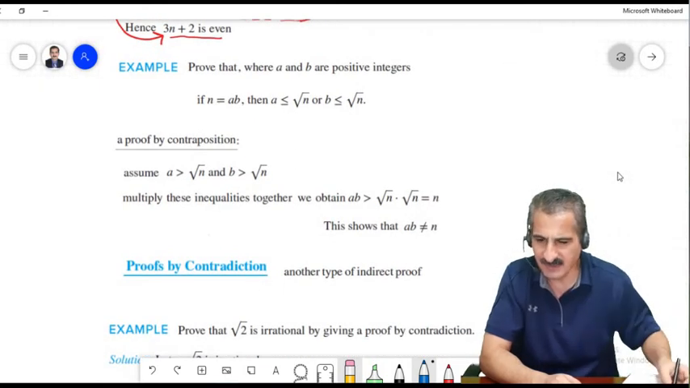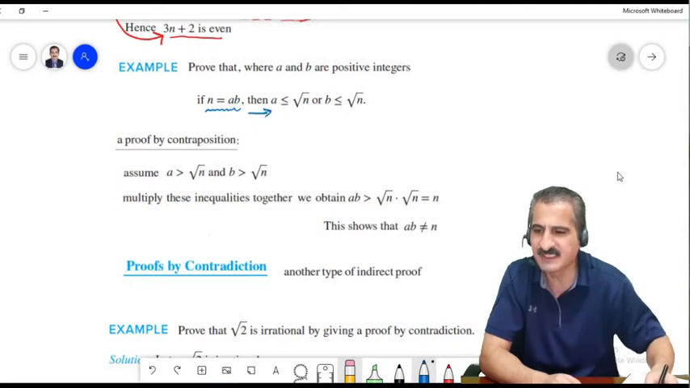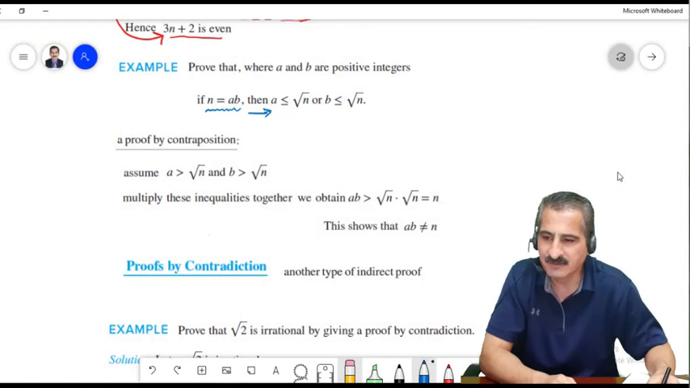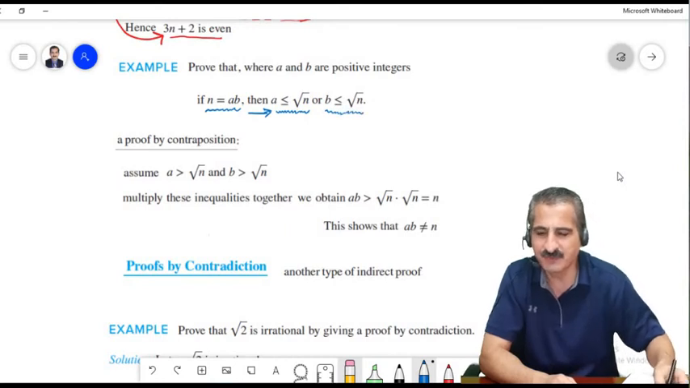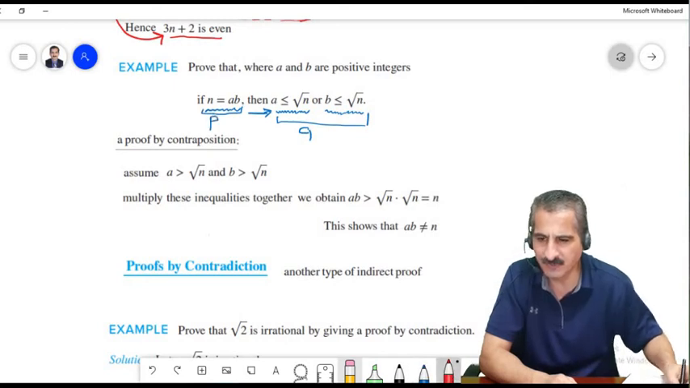Okay, another example for contrapositive. It says we need to prove that if n equals a times b, n is some integer, a and b are integers, then either a is less than square root of n or b is less than square root of n. So we will prove it by contrapositive. This statement from here to here we call q, and this is the statement we call p. So what we want to prove is that not q gives not p.